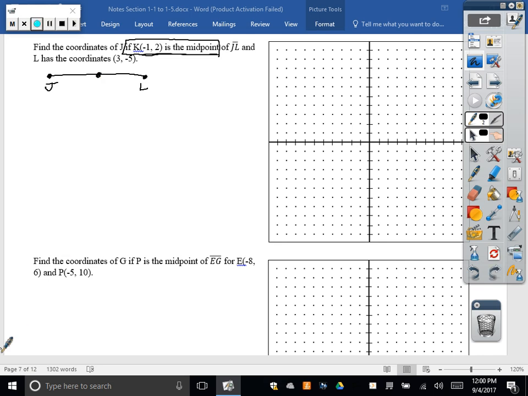Okay? And so the ordered pairs would be this. K is at -1, 2. And then we know that L is at 3, -5. And the question is, can you figure out what, oops, let me go back one. Can you figure out what J is going to be? Okay.